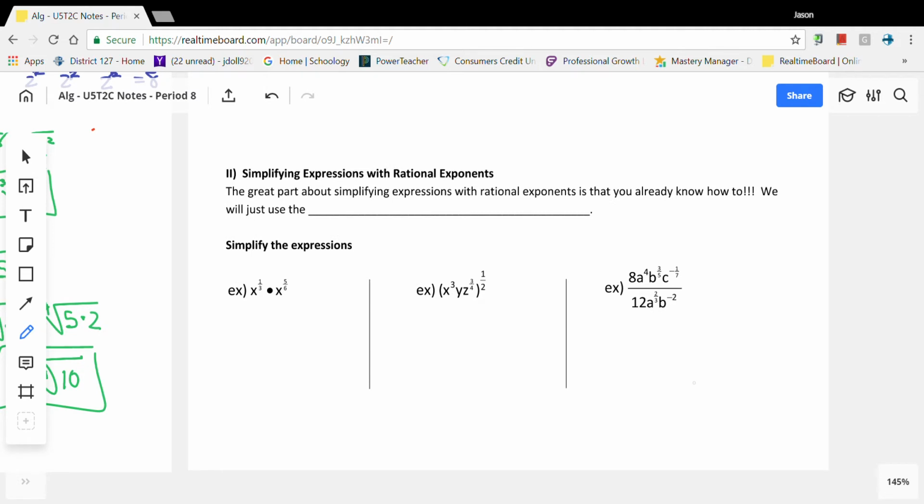Now, the great part about simplifying expressions with rational exponents is we already know how to. We will just use our 5 exponent properties. So those 5 properties are coming back. Again, I don't care if you know the names. I don't even care if you know the numbers that we gave them. I care if you know the if, comma, and the then of each property here.